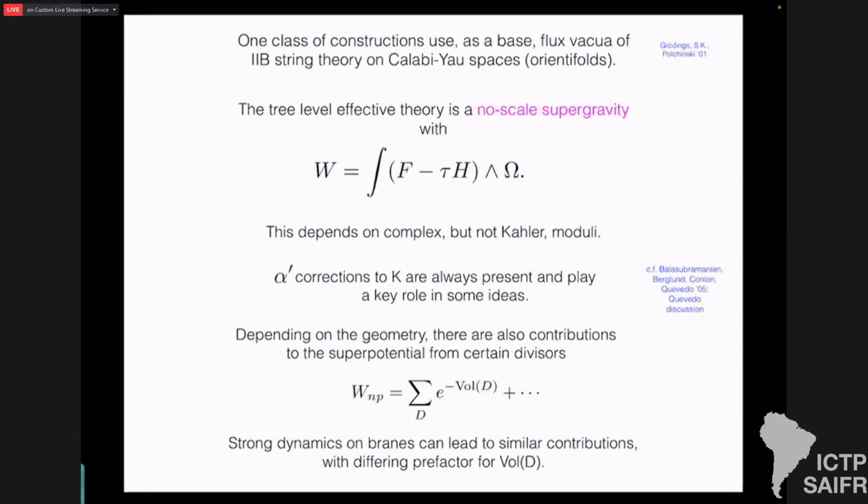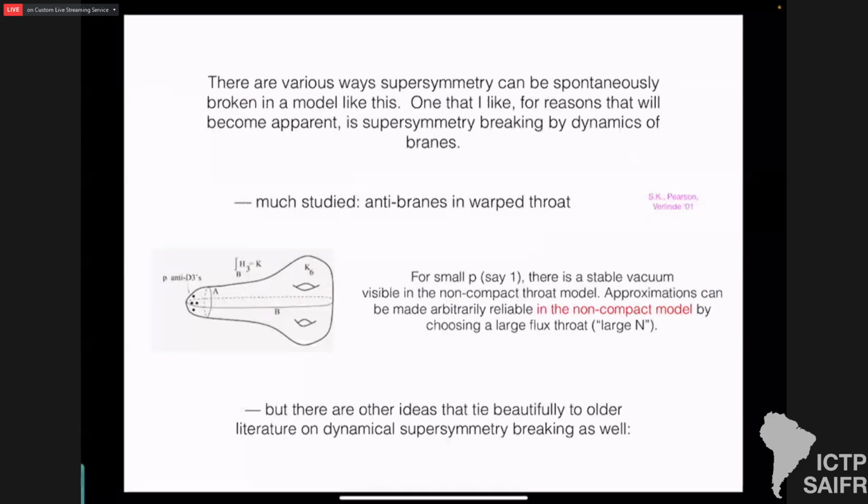They were written down in the mid-90s, and they take this basic form I said before. They depend on the exponential of the volumes of various cycles. And similarly, strong dynamics on branes can give similar contributions with differing prefactors in the exponential. Okay, and that's all well understood. Now, such models most easily yield supersymmetric vacua that you can analyze in various approximations, some of which I'll talk about. But there are also various ways supersymmetry can be spontaneously broken, and that's crucial if we're going to construct de Sitter vacua.